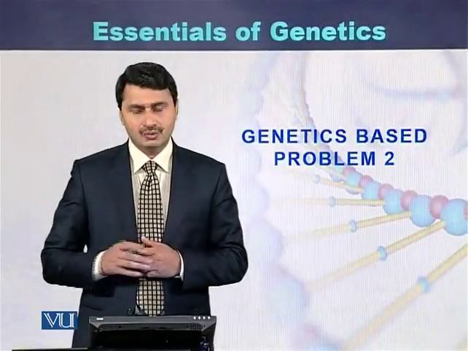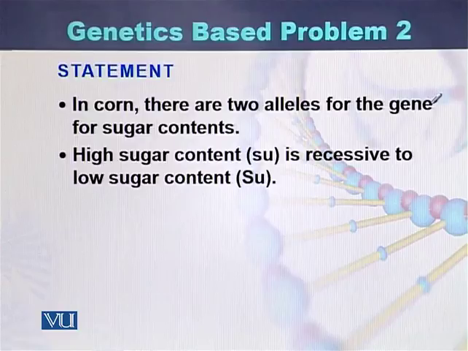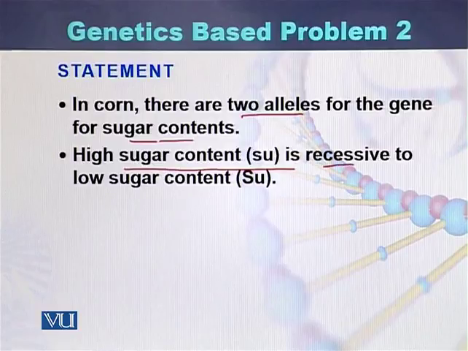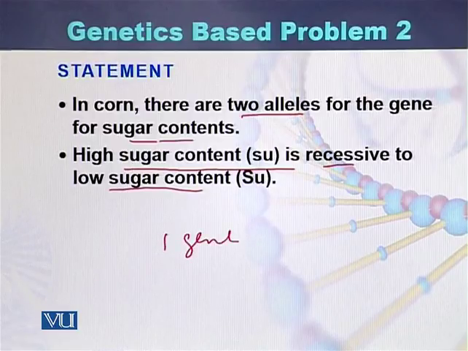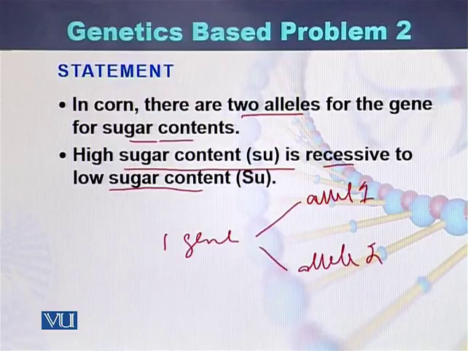Genetics based problem 2. In this problem, we can see that in corn there are two alleles for a single gene, which are for sugar contents. High sugar content is recessive to low sugar content. So there are two alleles of a single gene, allele 1 and allele 2. So one allele is recessive to the other.